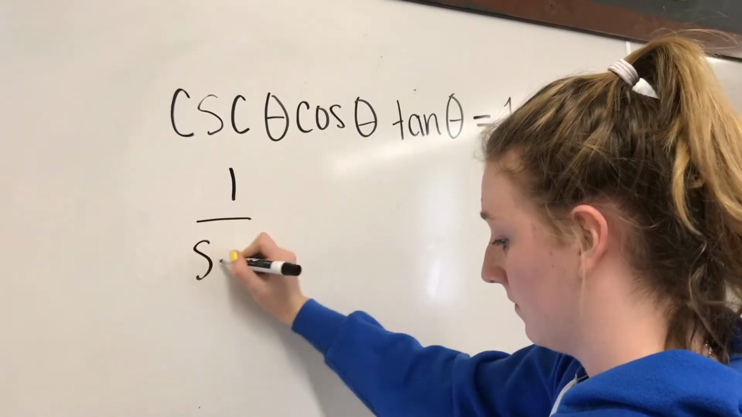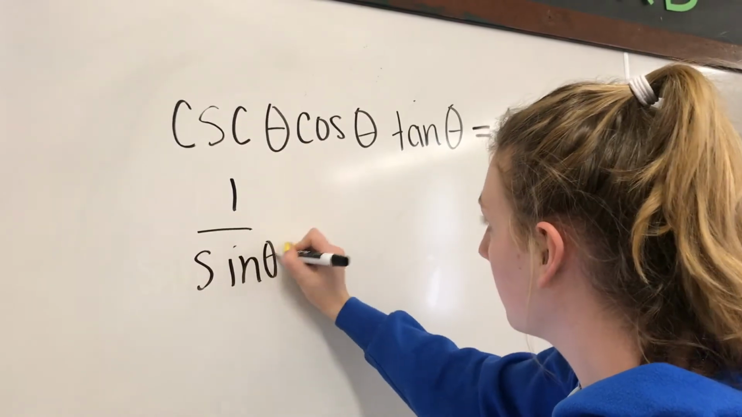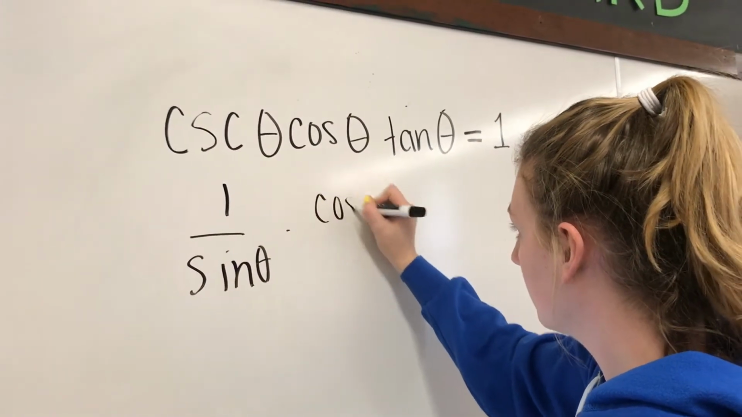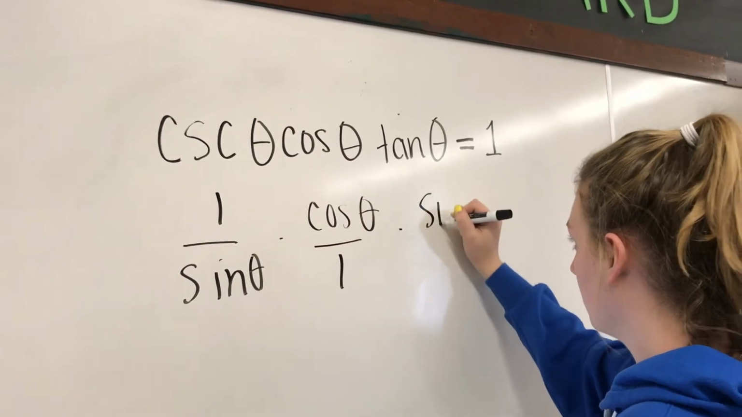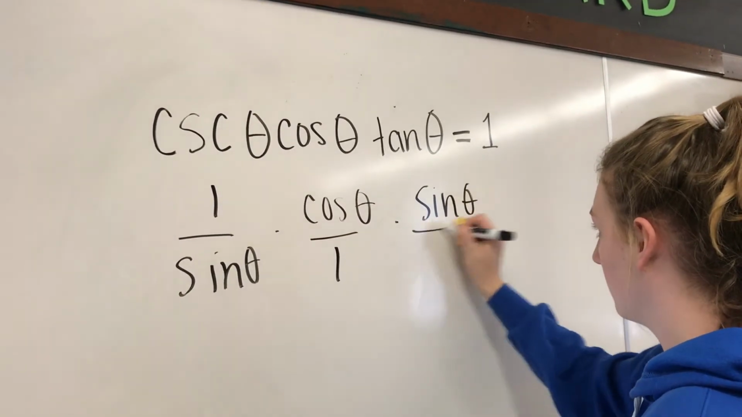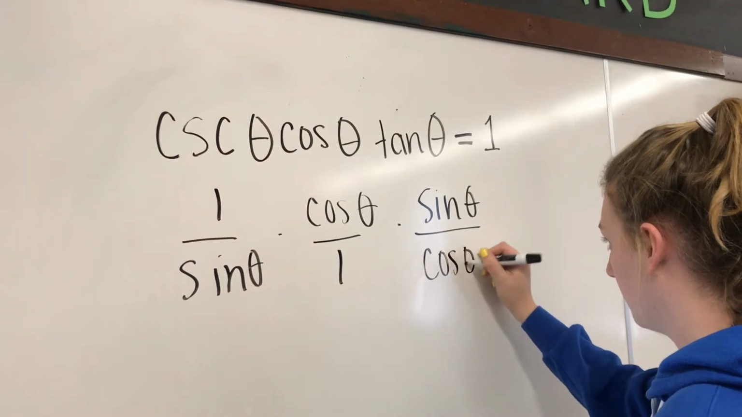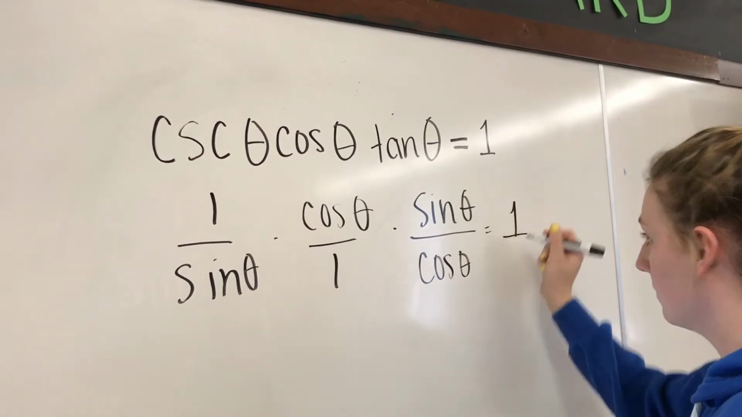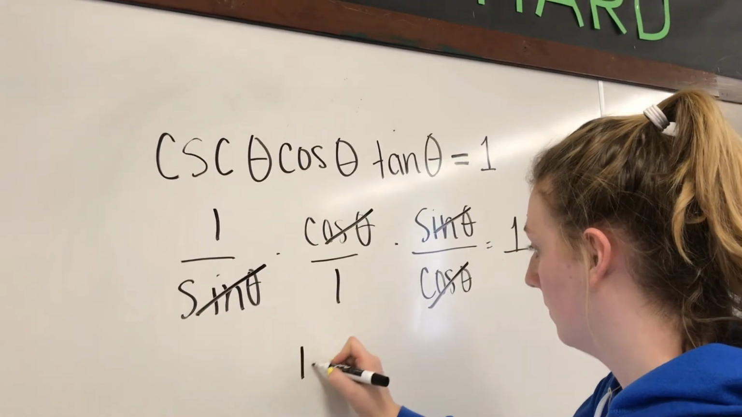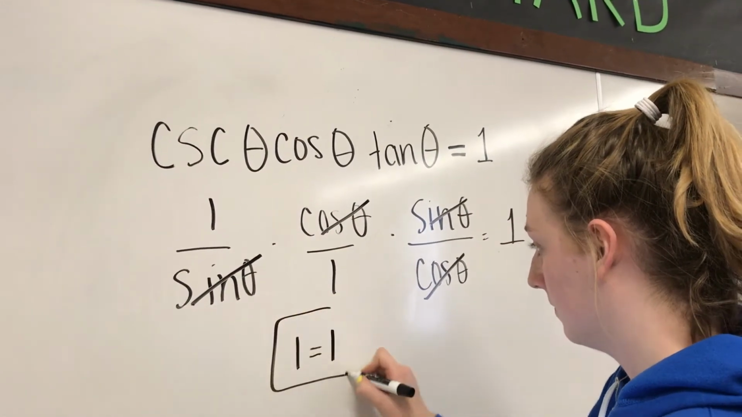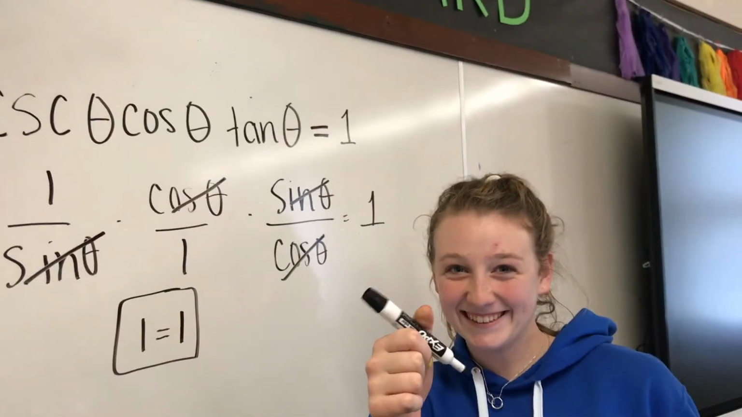Right, so Riley's looking at her trig identity sheet and trying to get all sines and cosines. So she's turning cosecant theta into 1 over sine theta. Cosine theta, she's keeping the same but putting a 1 under it. And she's turning tangent theta into sine over cosine theta. Now she's going to cross out her sines, and then she's going to cross out her cosines, and she will be left with 1 equals 1. And that's your answer, folks. Yay.